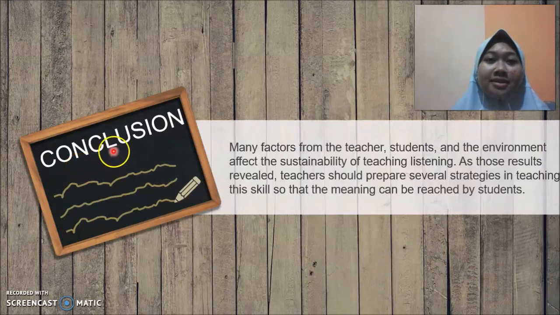So, from 6 articles, we can conclude that many factors from the teacher, students, and the environment affect the sustainability of teaching listening. As those results revealed, teachers should prepare several strategies in teaching this skill so that the meaning can be reached by the students. Besides, they should understand and know the problems faced by students in the teaching and learning listening process. Therefore, listening skills is no longer a scourge for teachers and students.